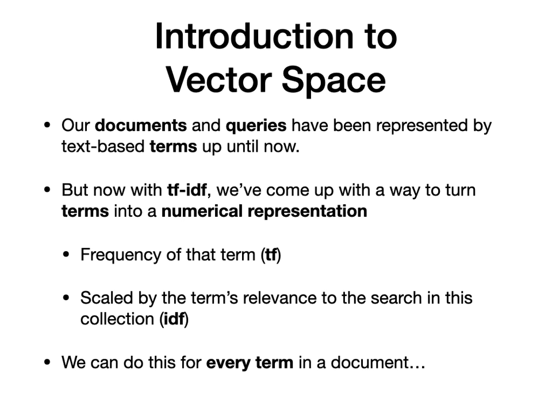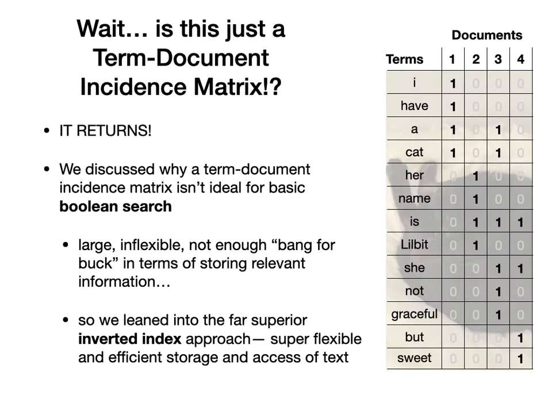We can do that for every term in a document and put it into a matrix. We can turn every document into a vector of these TF-IDF scores. Now, hang on. Isn't that just a term document incidence matrix? What are you trying to pull here? That's correct. Except we've elaborated it.